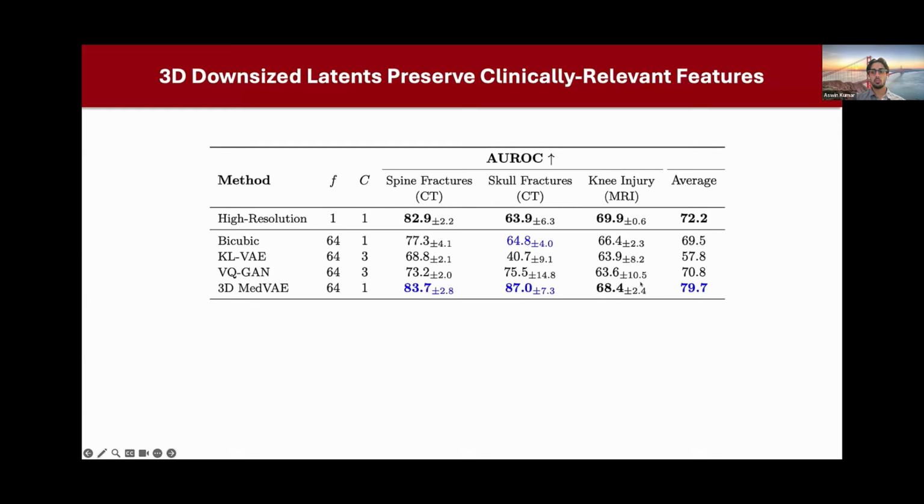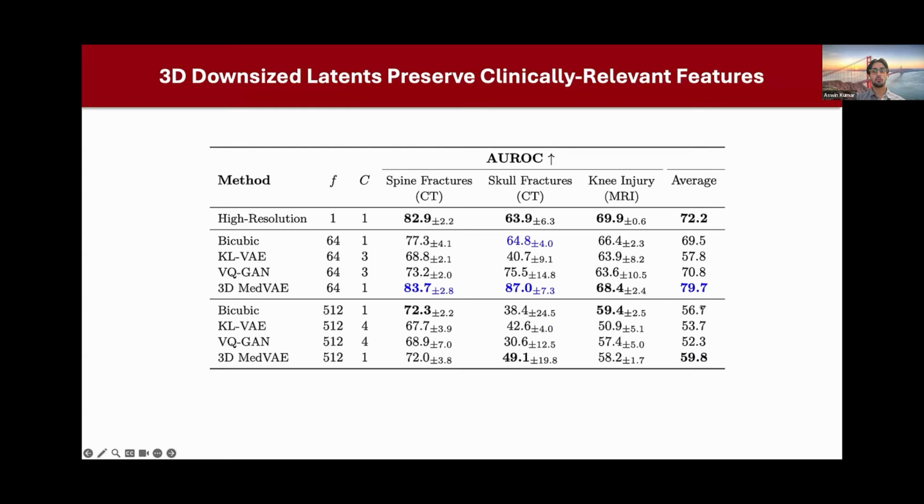And we see that with 3D MedVAE, we have around a 38% improvement over KLVAE at the downsampling factor of 64, and around 11.4% improvement over KLVAE at a downsampling factor of 512. So this is pretty interesting because even at a really extreme downsizing factor of 512 times image compression, we're still able to get some learned signal about these 3 relevant tasks. Especially notably, at a factor of 64, the average of what we're able to get on these tasks with MedVAE actually outperforms that from the high resolution image, which is quite promising.